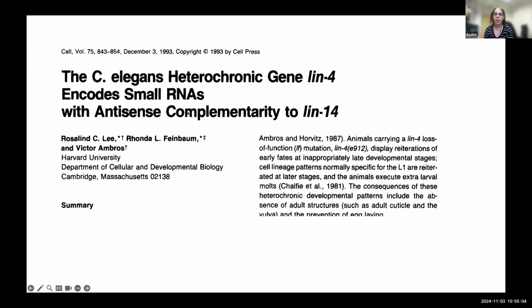between Victor Ambros and Gary Ruvkun, and this came from Victor Ambros' lab. Just to note that the first author is Rosalind Lee. So there was a huge talk about how come Rosalind, who is also part of many papers from Victor Ambros, was not part of the Nobel. And Rosalind is actually Victor's wife, and she was there.